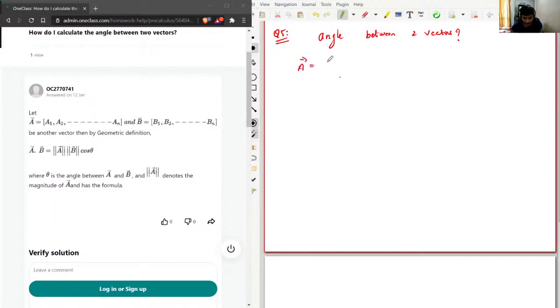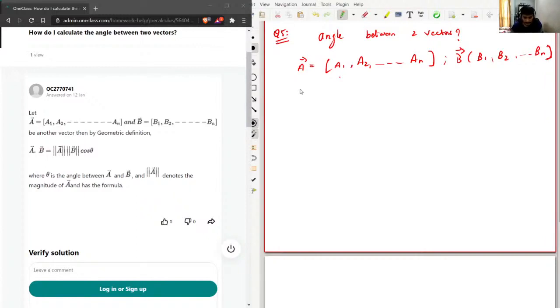A vector which is a1, a2, an. Then we have b vector which was b1, b2, bn.